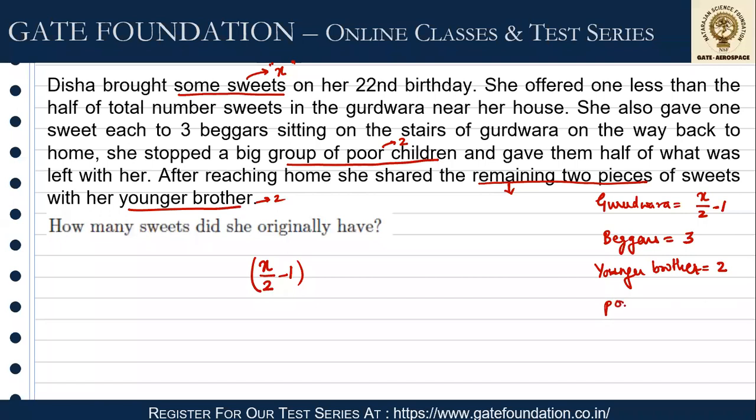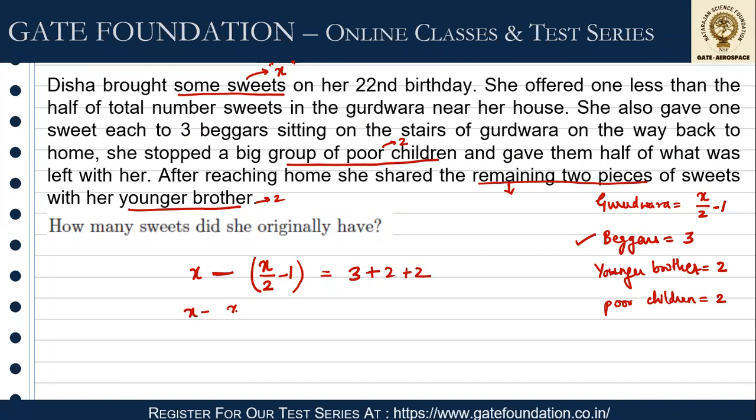Group of poor children, they also got two. So all together 3 plus 2 plus 2, 3 to 5 and 7. 7 she has given. Right. And x by 2 minus 1 she has actually donated to Gurudwara. So let's say the total sweets were x, out of which x by 2 minus 1, that is 1 less than half of total number of sweets, she has given to Gurudwara. And rest of the sweets, she has given to beggars. So that has been taken care of, 3. Then to poor children, that is 2, and younger brother 2, that is equal to 7.